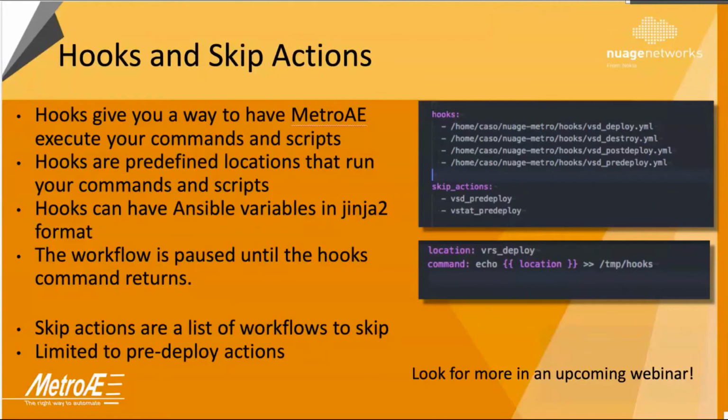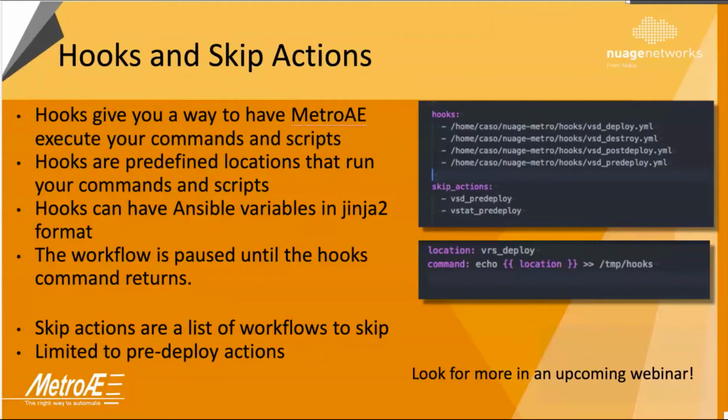It's very flexible in that you can also have variables in there, so that you can use the same script in multiple different applications. And basically what happens is Metro is humming along, doing its work. It hits one of these hooks, it executes, and it holds off until that script is finished. If that script fails, we report a failure. If it succeeds, we continue on with the next step.